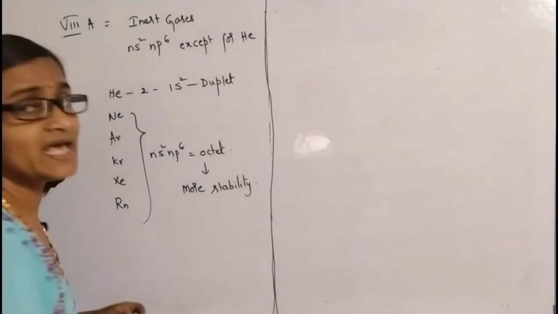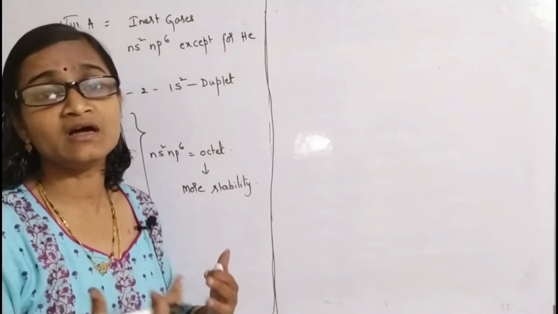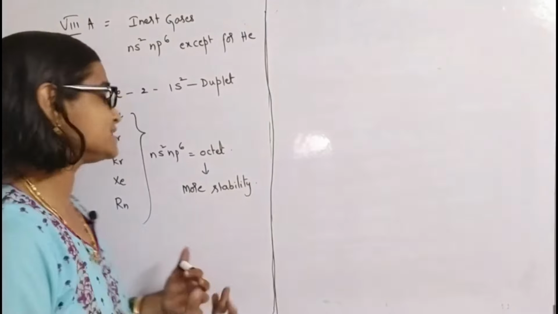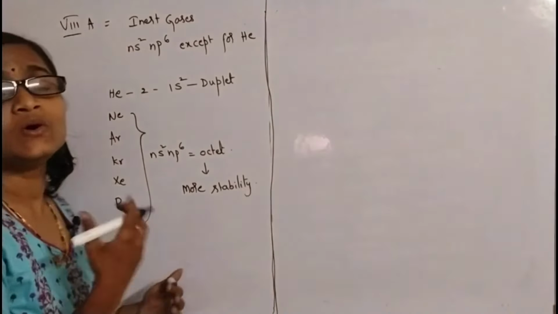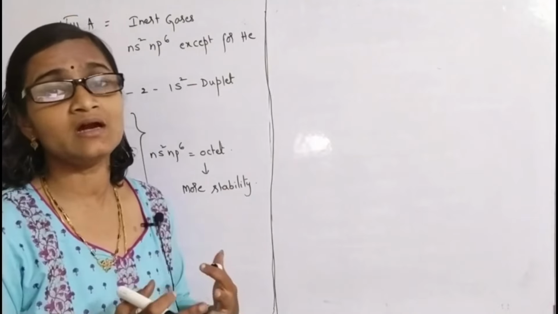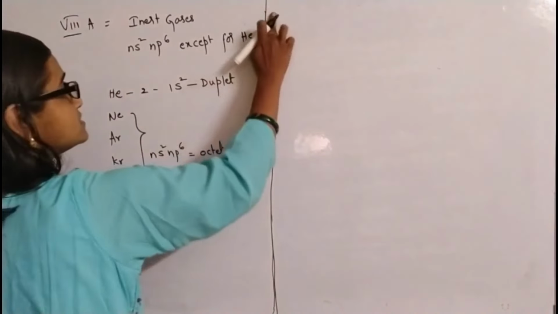Inert means they are highly inactive. They don't react with other elements. Except xenon, no other element is going to form compounds. Xenon is the only inert gas which can form compounds. We'll discuss those compounds also.